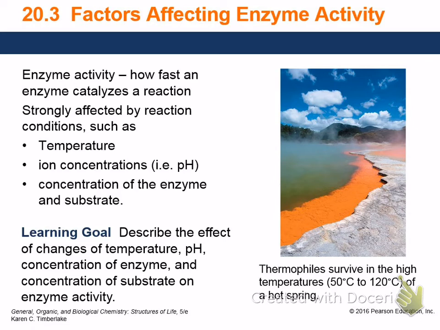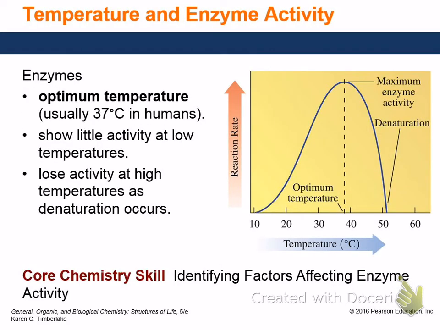So there are four factors, I think. I got three up there. But temperature, ion concentration, concentration of enzyme and substrate. I'll talk about all these things as we go along. So first of all, get the idea that enzymes usually have some optimum temperature. In humans, that optimum temperature is usually around 37 degrees Celsius. When you have really low temperatures, there's not enough energy for even an enzyme to catalyze a reaction. So at low temperatures, reaction rates always tend to be low.